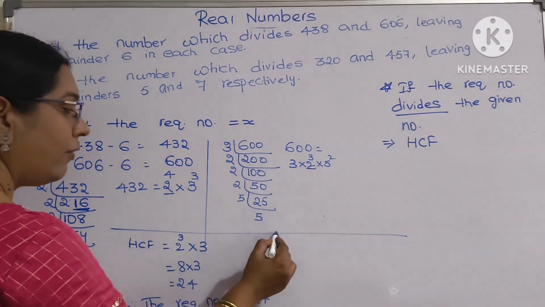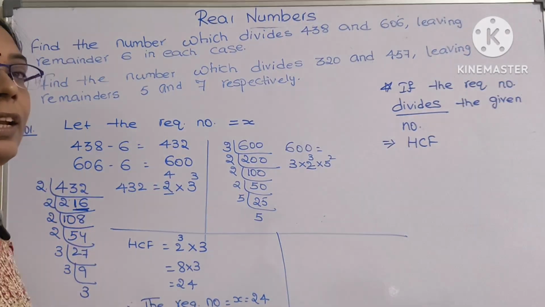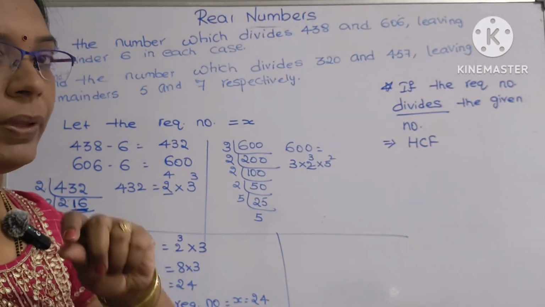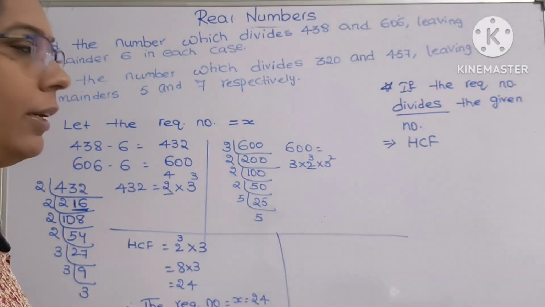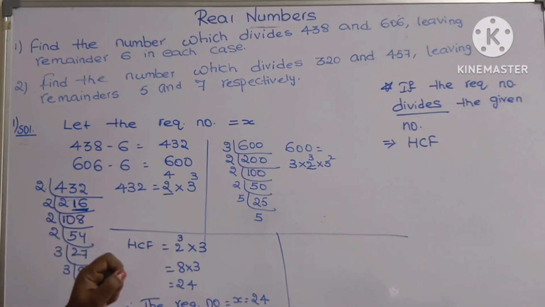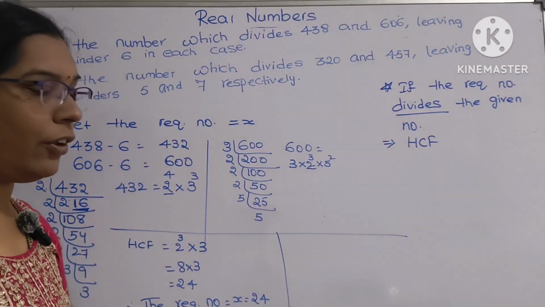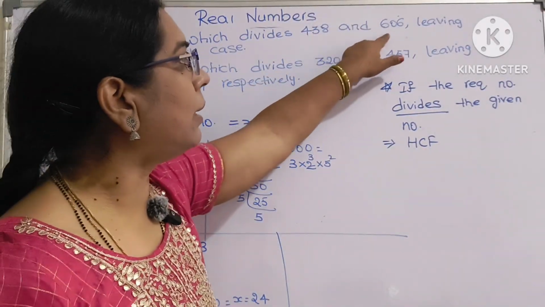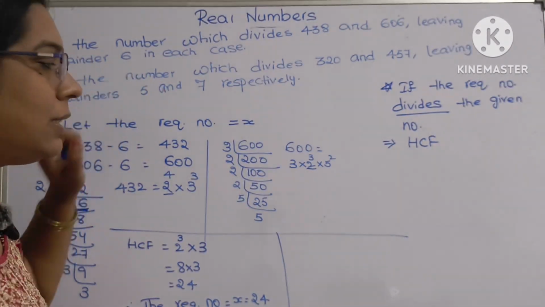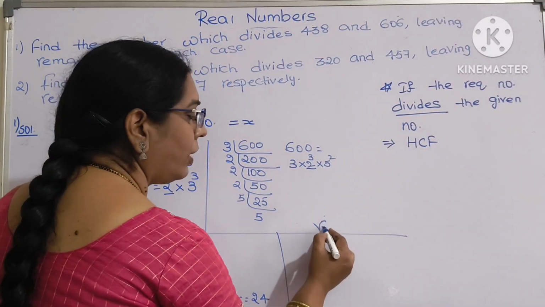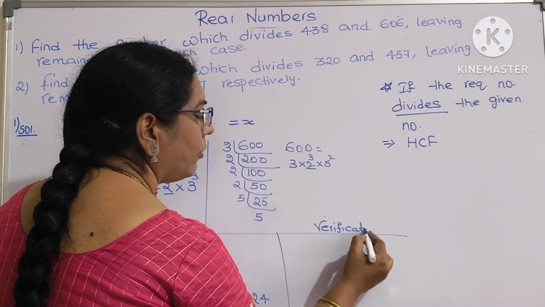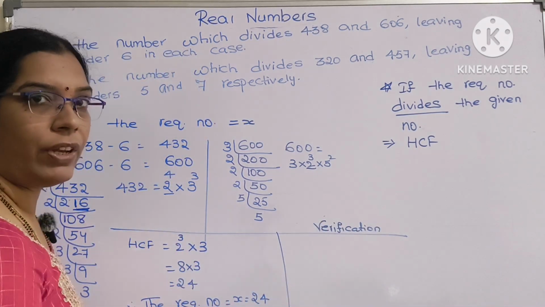Now, for our confirmation, let us do a verification step. You can do this verification step in the rough column. No need to write it in the main page. What is the required answer? 24. What is the question saying? When 24 divides the numbers, they leave us remainder 6. Let us see. This is verification, children. No need to do this in the main paper. Do this in the rough part. They don't even ask for the verification.